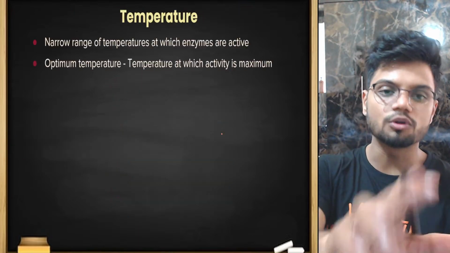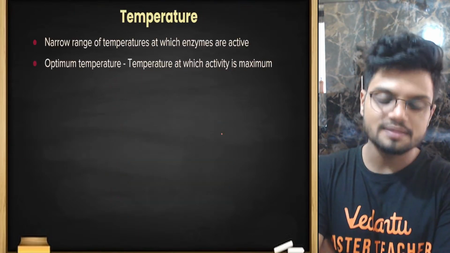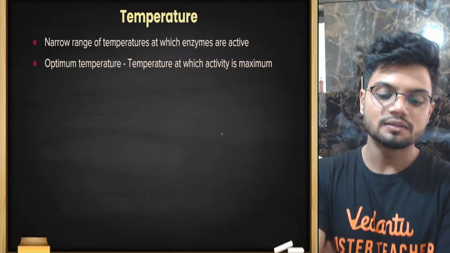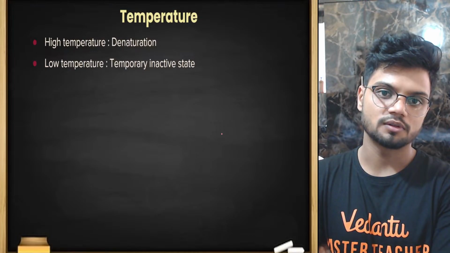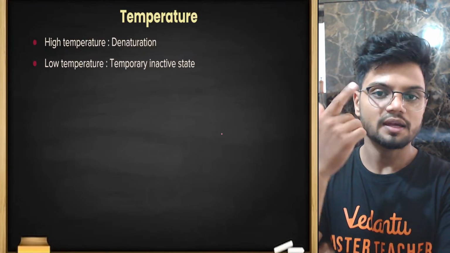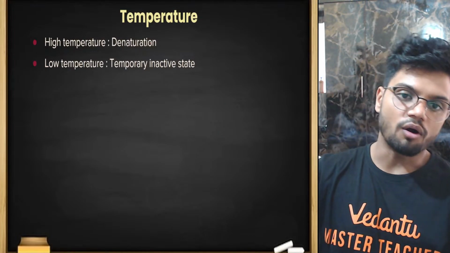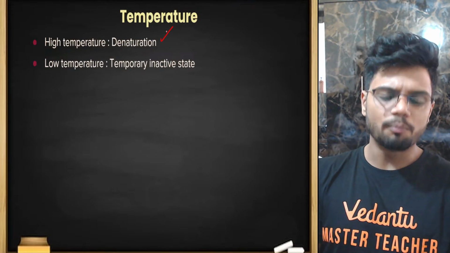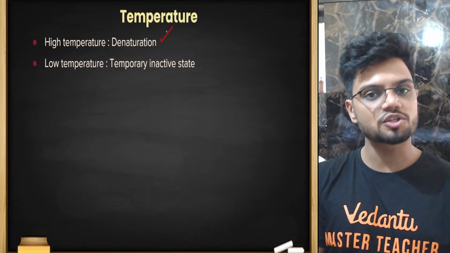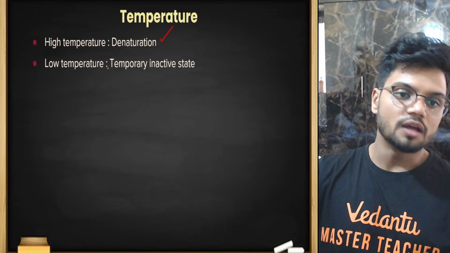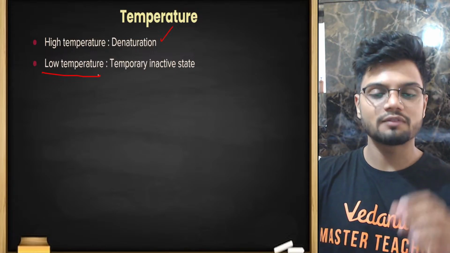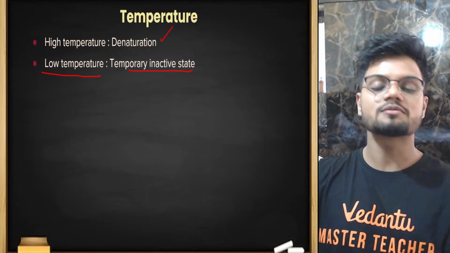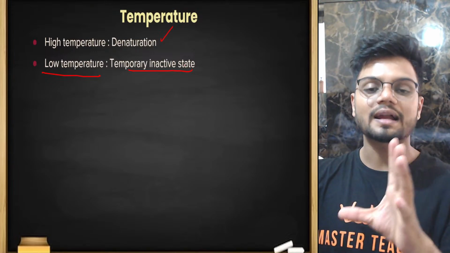For example, I told you already, every single enzyme has a favorite temperature where it will work really well. That is called the optimum temperature. But what if the temperature becomes very high? If temperature becomes very high, all the enzymes undergo denaturation. Why? Because enzymes are proteins, and proteins undergo denaturation at high temperature. Similarly, if you make it very low temperature, what happens? The enzyme will become inactive. Enzymes will become completely inactive, friends.